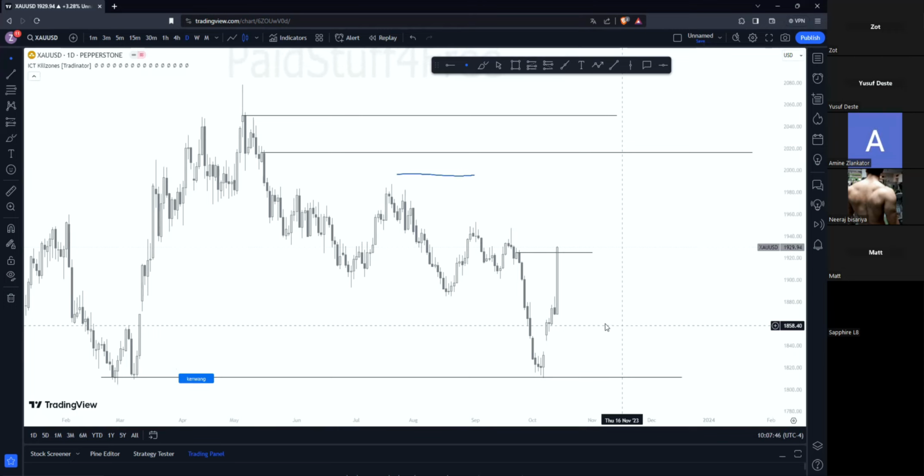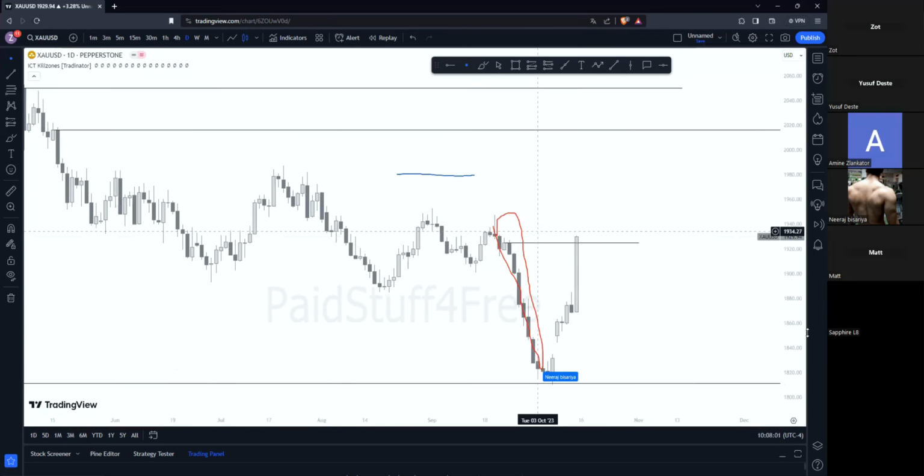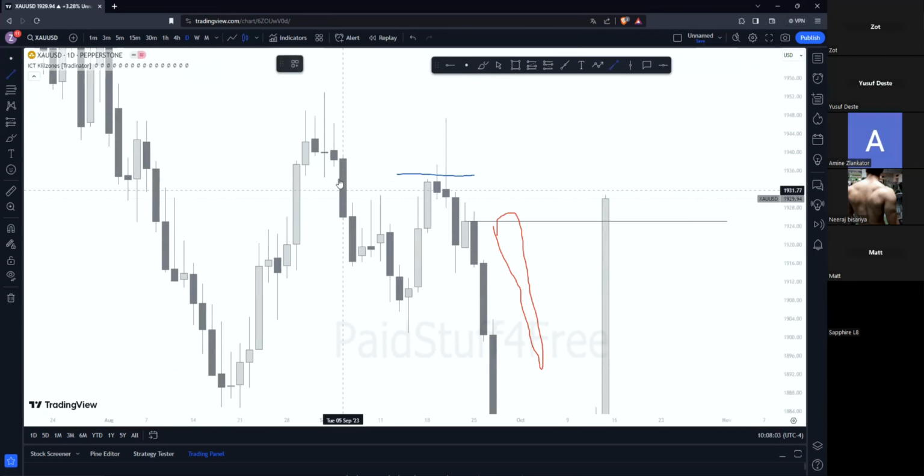Sir, this down move also comes from a weekly, daily, and 4-hour bearish storyline. Can you show me? I mean, this move. Yes, it's also coming from the weekly bearish storyline and daily bearish storyline.